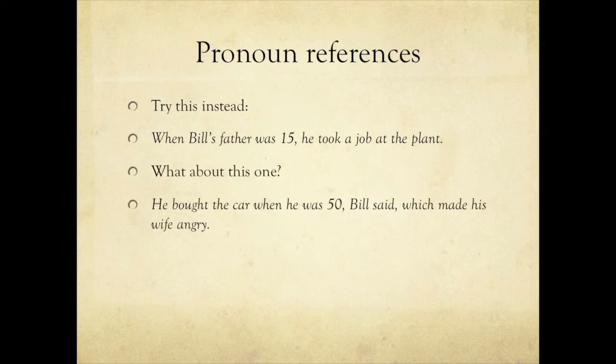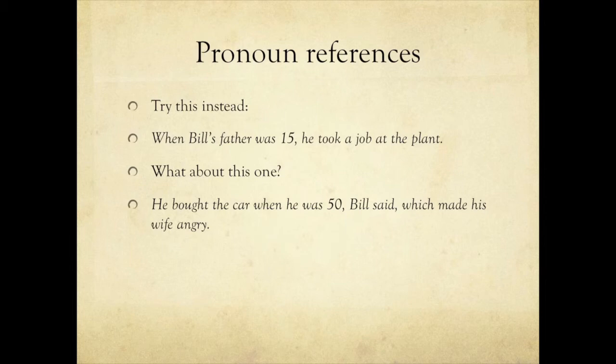What about this one? He bought the car when he was 50, Bill said, which made his wife angry. Okay, so the problem with this is, let's look at the pronoun he, okay? And we have several usages of he there, and then we also have his. Is that appearing before the antecedent? We don't really know, because Bill is the only thing that could potentially be what the pronoun's referring to in the sentence, but we don't really have enough information here to be able to tell if maybe Bill's referring to somebody else. But this is just an example of how we need to be sure that there is a clear antecedent that appears before the pronoun.